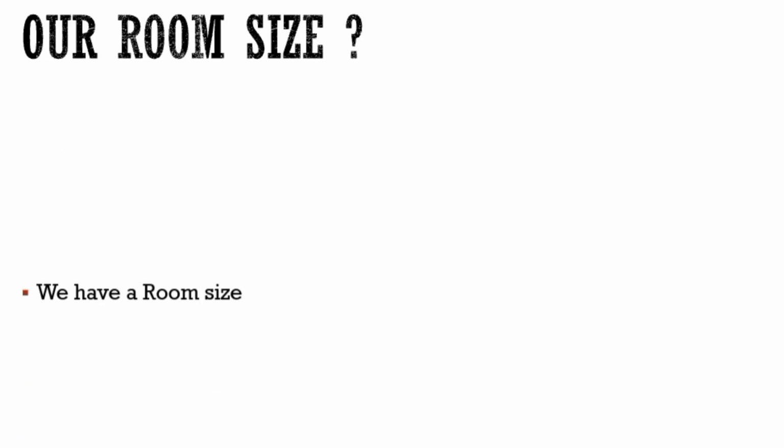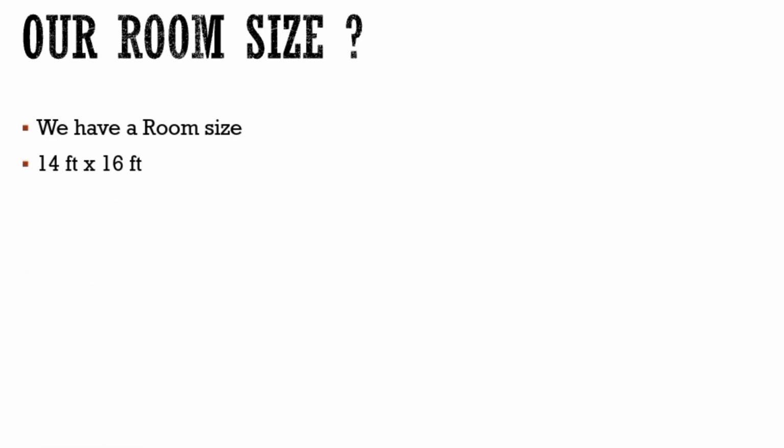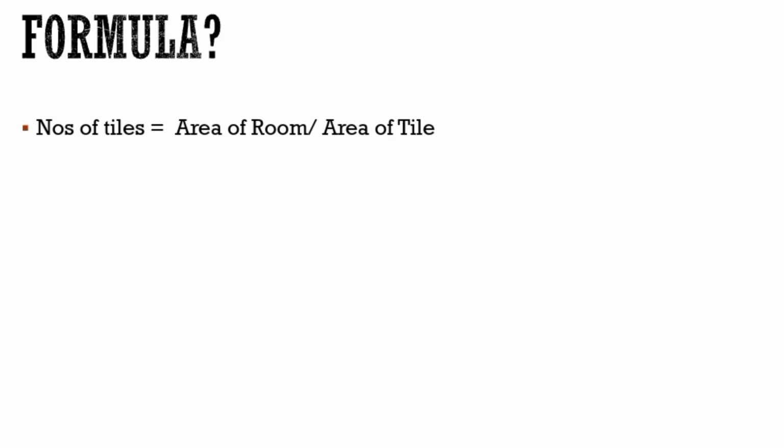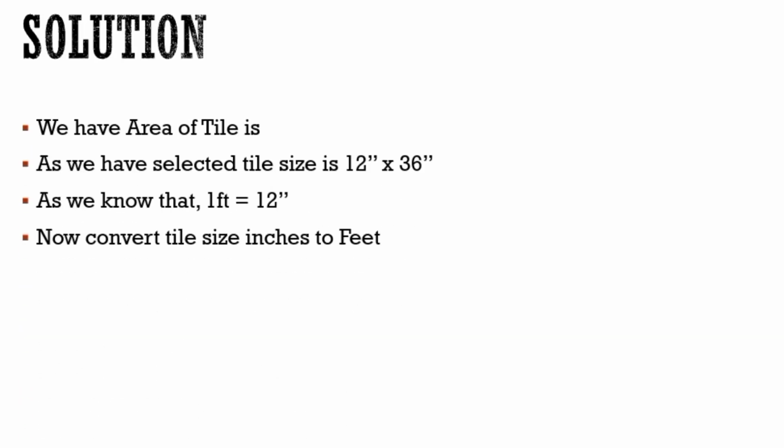As we have selected the size of the tile 12 into 36 inches, and we have a room size 14 feet into 16 feet. So the formula to calculate the number of tiles is equal to area of room divided by area of one tile. So now we calculate this.